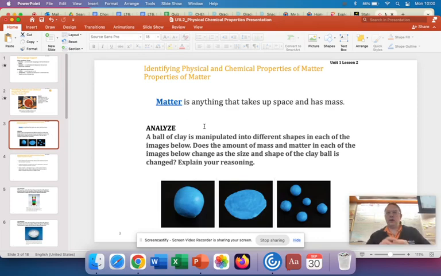Okay, so matter is anything that takes up space and has mass. This ball of clay can be manipulated into different shapes. If we flatten the clay, does the amount of mass and matter change? If I separate it into little clay balls, and I do that to the whole thing, does the amount of mass and matter change? Explain your reasoning.